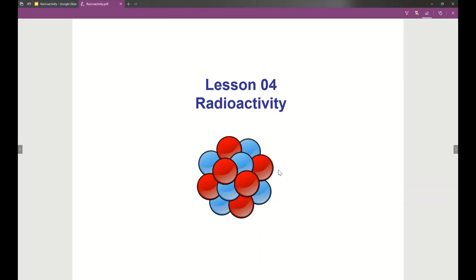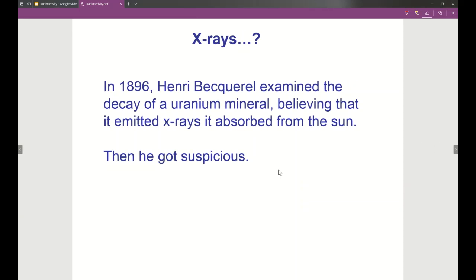Hey guys, welcome back. Today we're going to be talking a little bit about radioactivity, also known as radioactive decay. So let's begin with a little bit about how radioactivity was first discovered.